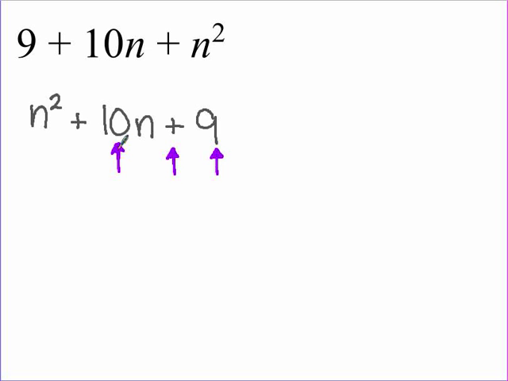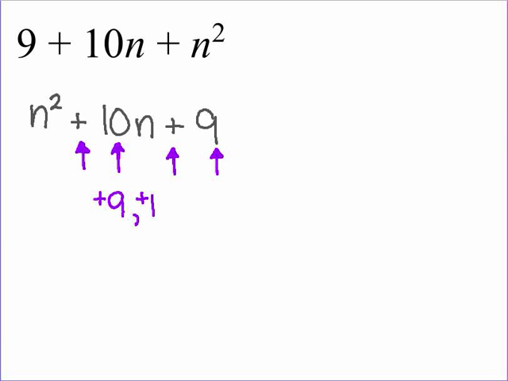9 times 1, very good. So now we're going to keep working backwards. How do I get a plus 10 from the numbers 9 and 1? Positive 9 and positive 1, very good.